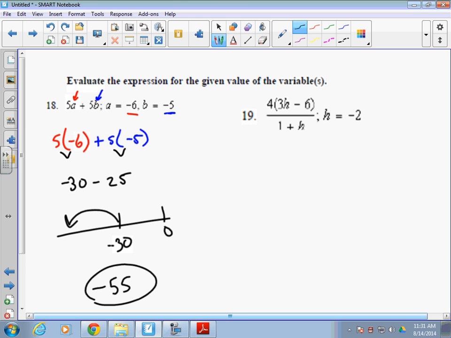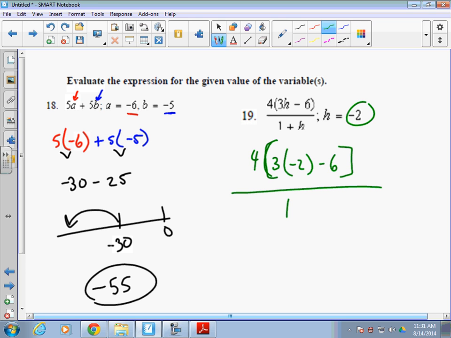The next one, number 19, says 4 times (3h minus 6) over 1 plus h, and then they give us a value. H's value is negative 2. So 4 times, I'll make this into a bracket, 3 times negative 2 minus 6, and then close the bracket, over 1 plus negative 2, again, is h's value. So do the innermost parentheses problem first. Remember your order of operations. Please excuse my dear Aunt Sally.